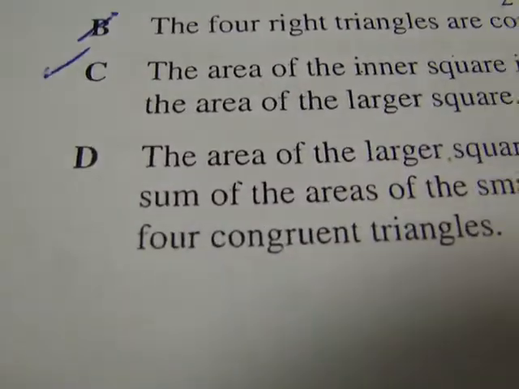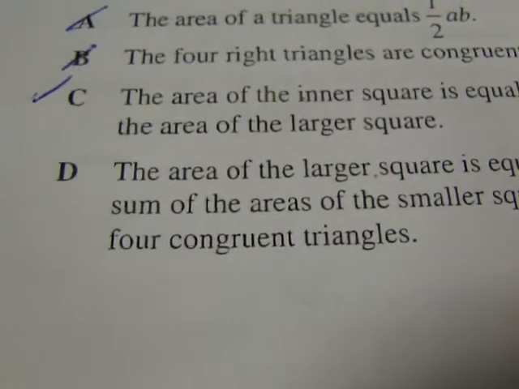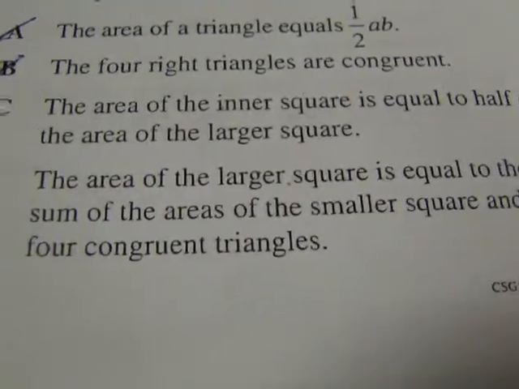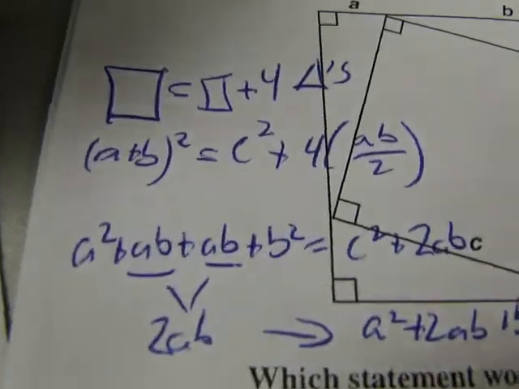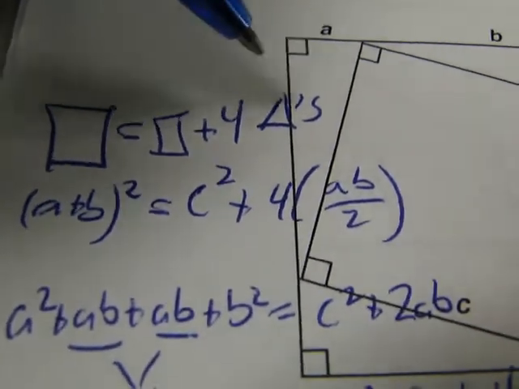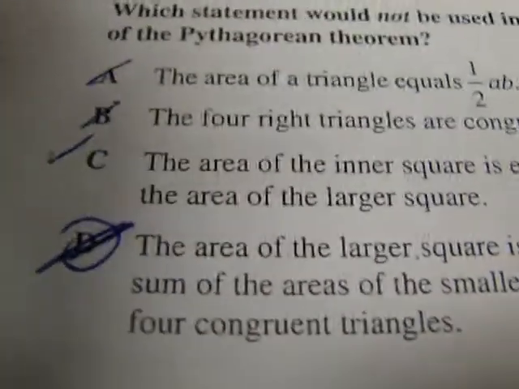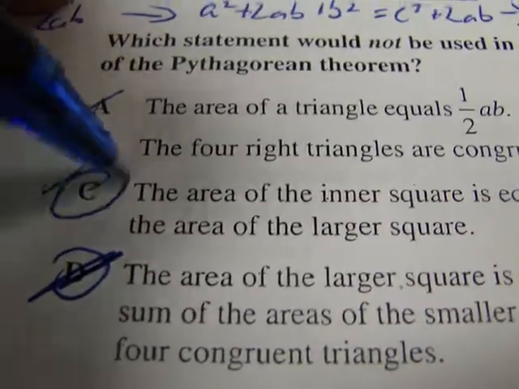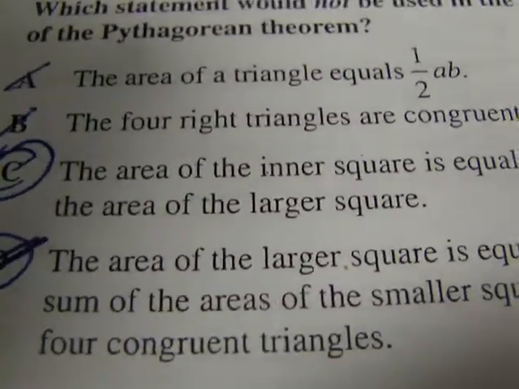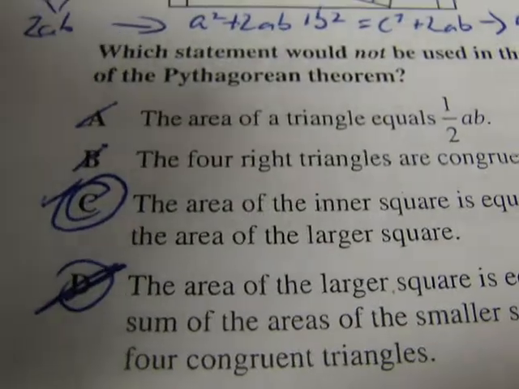And then D, the area of the largest square is equal to the sum of the areas of the smaller square and the four right triangles. Well, that is our starting statement. So that we definitely used. So the one we did not use was C, which says the area of the inner square is equal to half the area of the largest square. We did not use that.